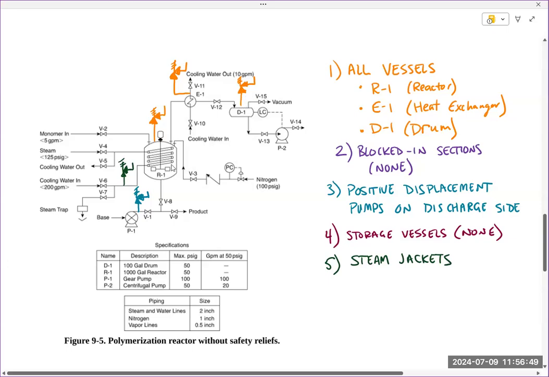And then steam jackets need one as well. So there's not a really good place to put it here, but it's all connected. So as close to the reactor as you can on the steam jacket.